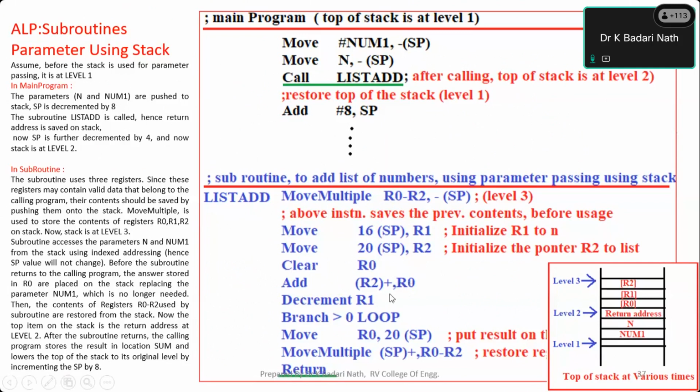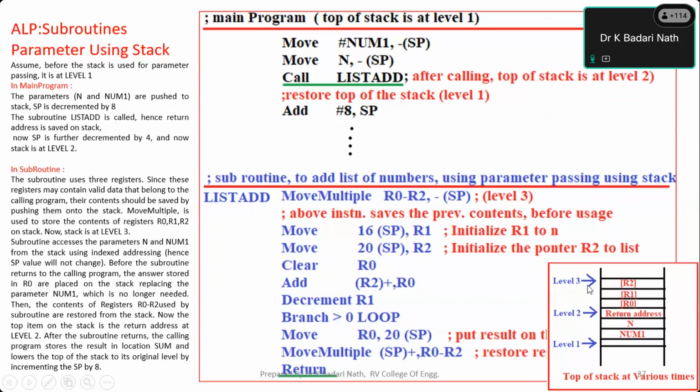Once you finish the program, what is the procedure? You have to keep on popping the values in the same order. First of all, get back R2, R1, R0 into the registers, the old values, using move multiple with SP plus. See that it's a pop operation. That is why first take the value and then increment the stack pointer. Like this, 3 times pop operation is done by the move multiple, and R2, R1, R0 are popped out.